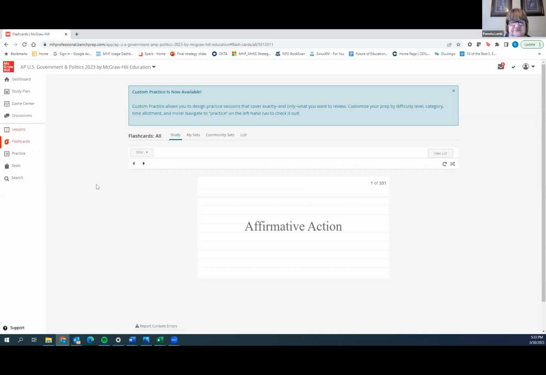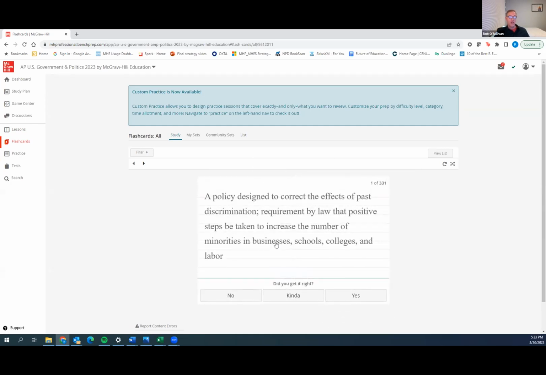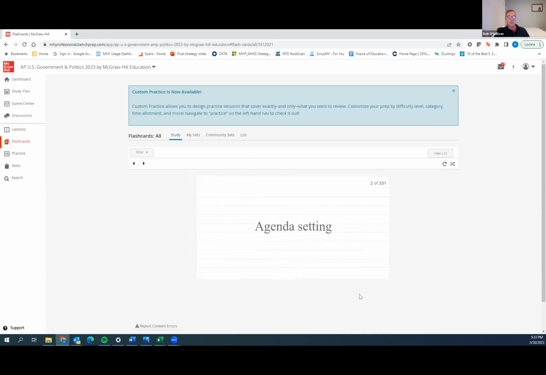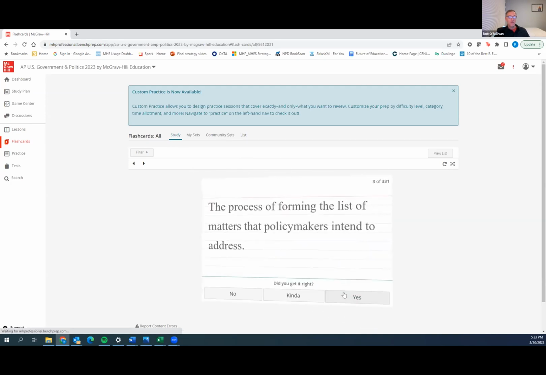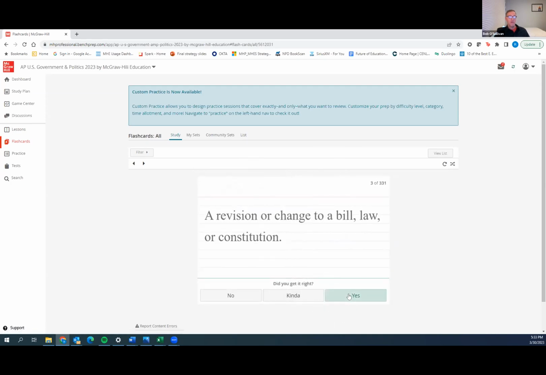Flashcards to me are worth the price of admission. You've got 331 flashcards here. Affirmative action, one click, you get a great definition on the back. Again, it's self-guided. You get it right, yes, you won't see it again. Agenda setting, bang, amendment.